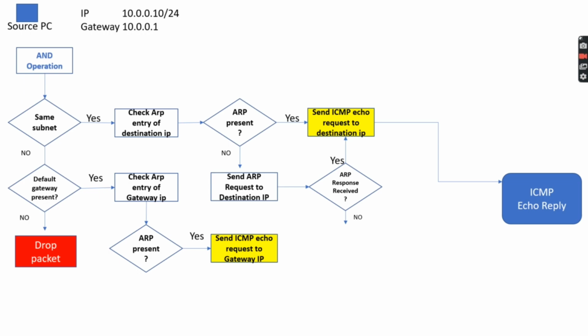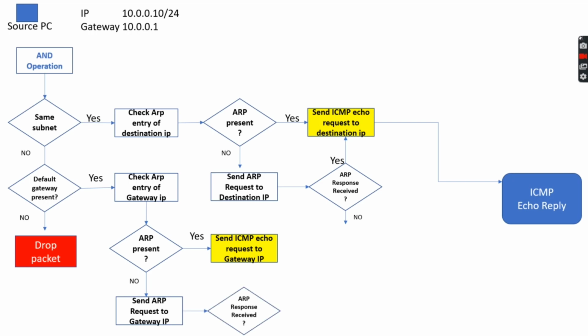Guys, please compare these yellow boxes. In the same subnet, it is directly going to send the ICMP request to the destination IP, whereas here it is going to send to the gateway IP. If in case ARP is not present, then it is going to send the ARP request to the default gateway IP.